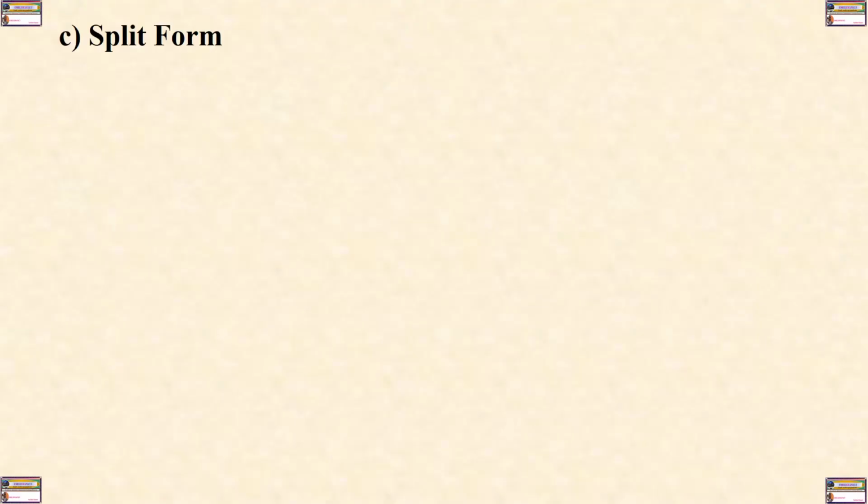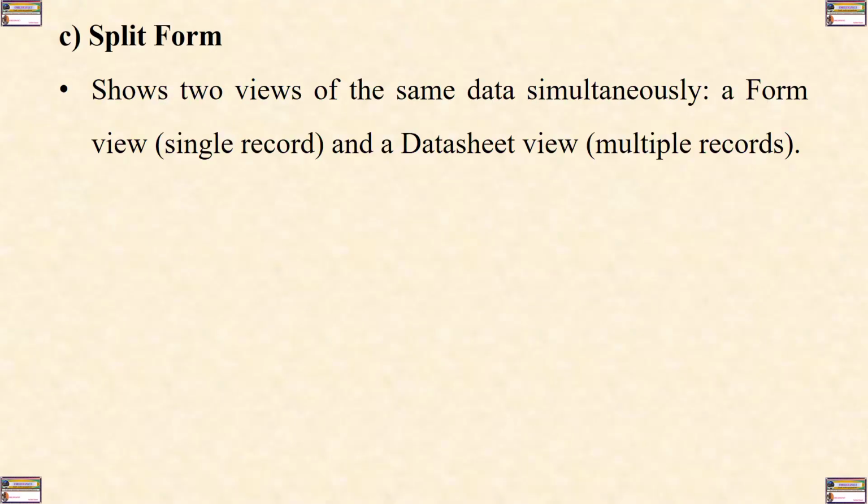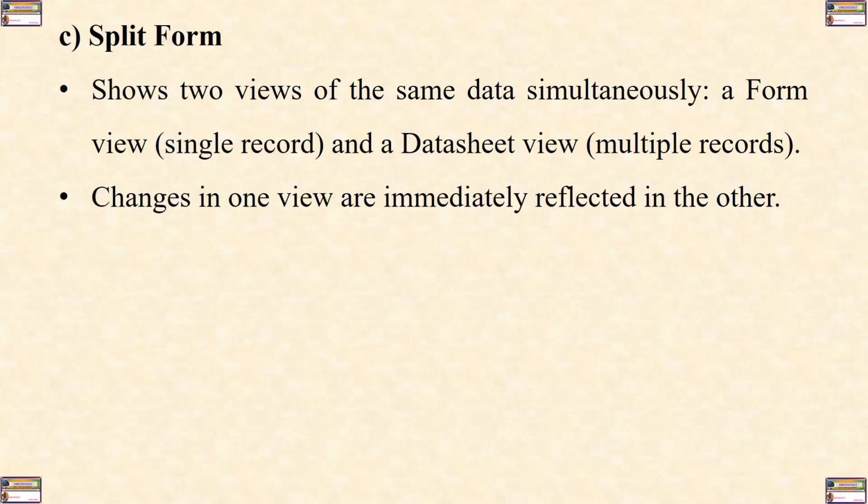Number 3 is what we call split form. This is a form which shows two views of the same data simultaneously, whereby a form view is able to display a single record at a time, while datasheet view is able to display multiple records from the respective tables. It is used to allow one to change from one view to another. In other words, changes in one view are immediately reflected in the other.